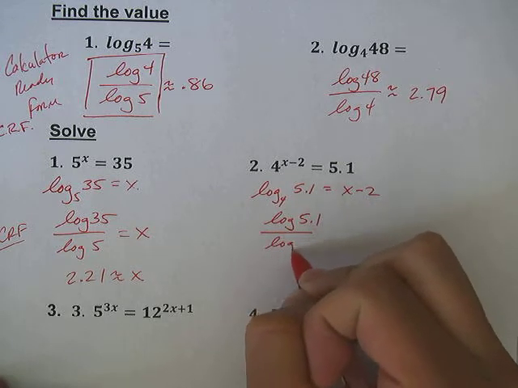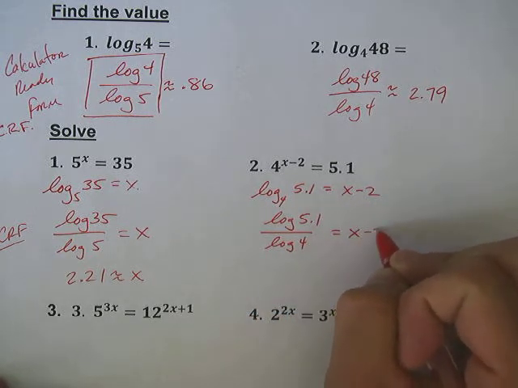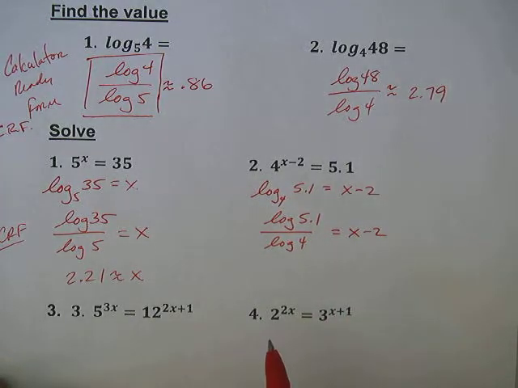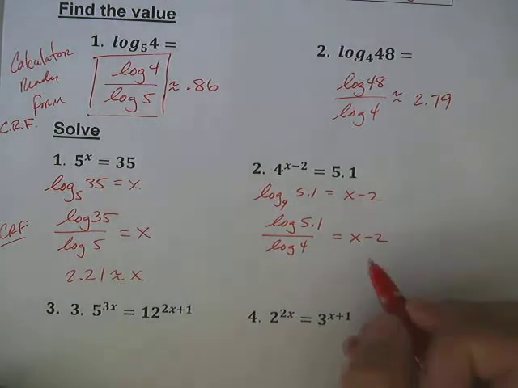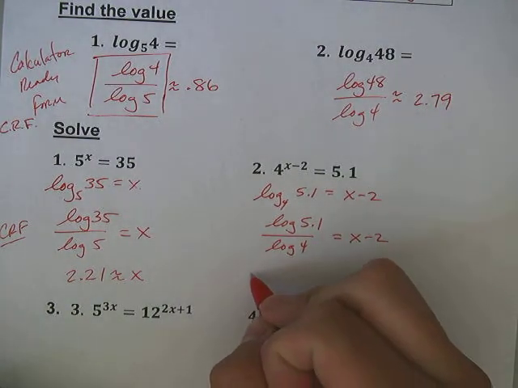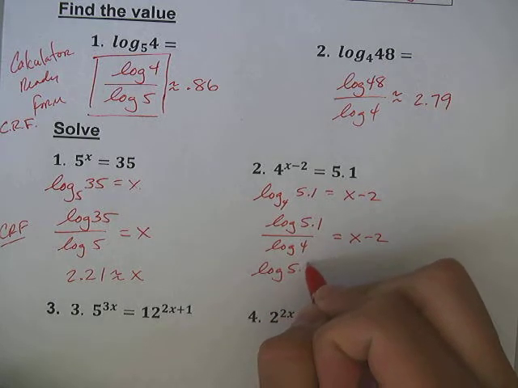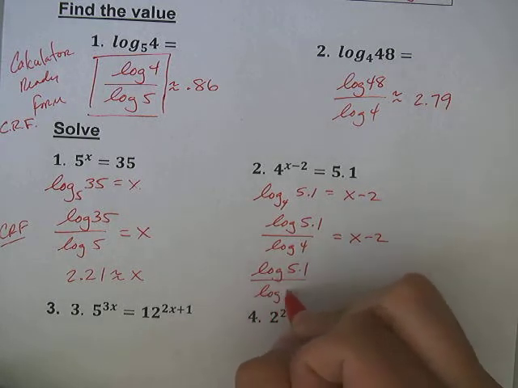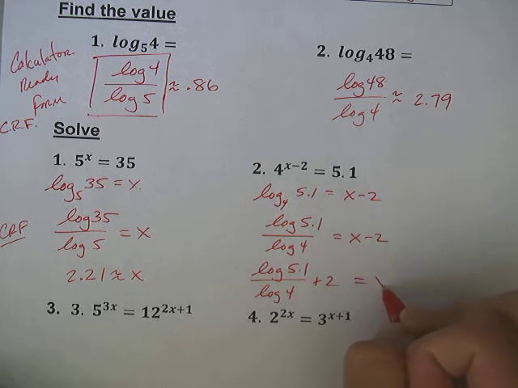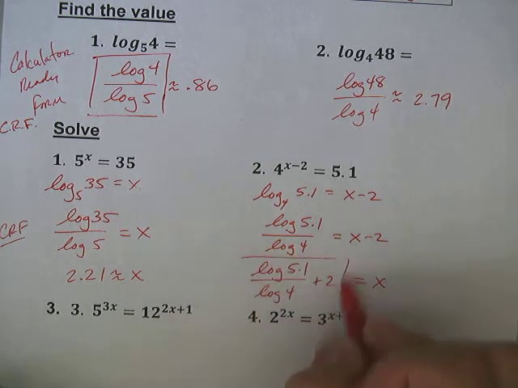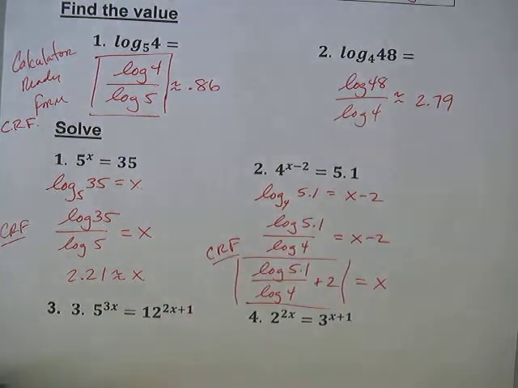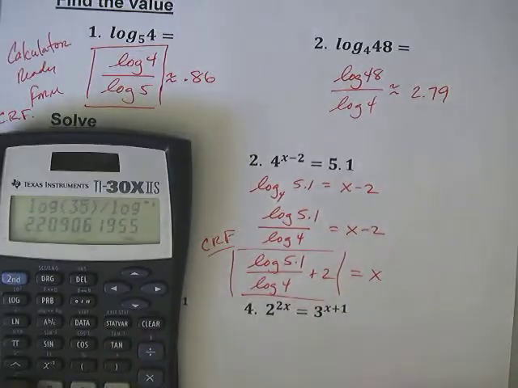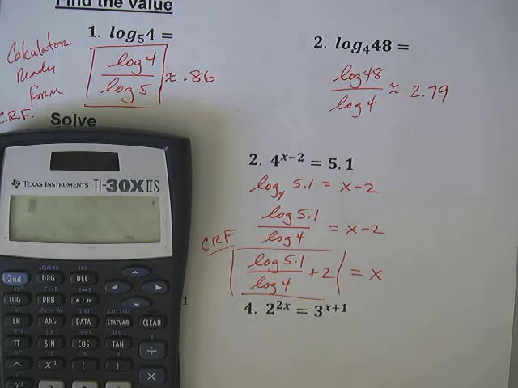I would do change of base right here: log of 5.1 over log of 4. Now what you want to do every single time is put it in calculator ready form. So that means I'm going to have to add my 2 to the other side. So I get log of 5.1 divided by log of 4 plus 2 equals x. So this is in calculator ready form.